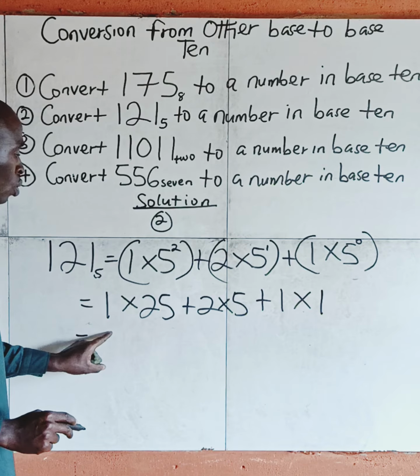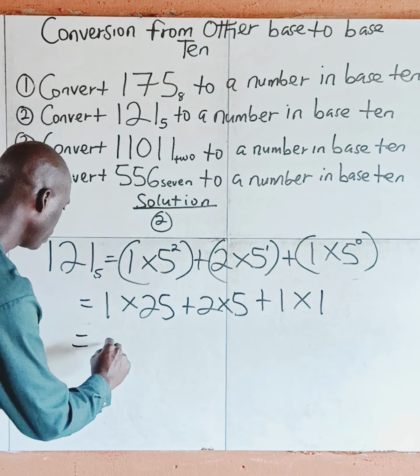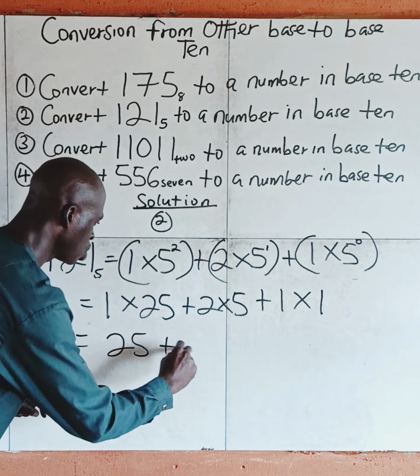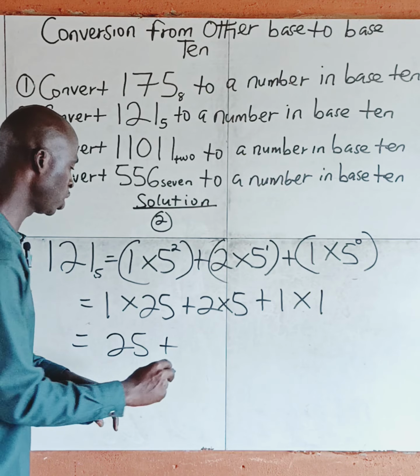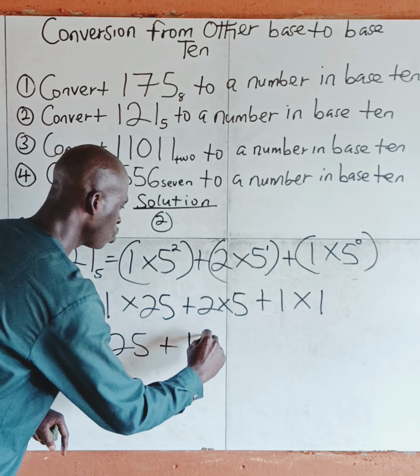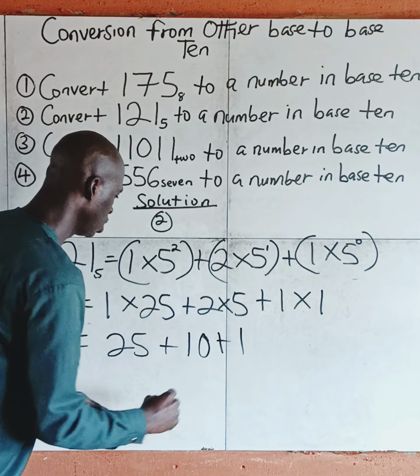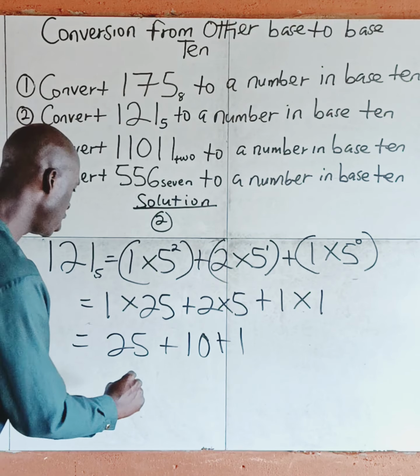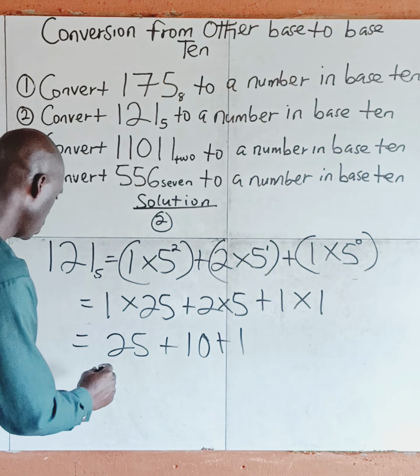Now we simplify further. 1 times 25 will give me 25. Plus 2 multiplied by 5 will give me 10. Then 1 times 1 will give me 1. If I add everything up right here, I'm going to have 36.